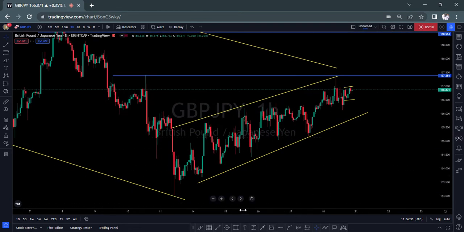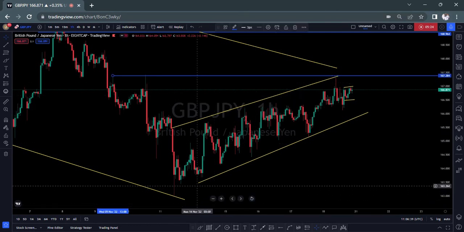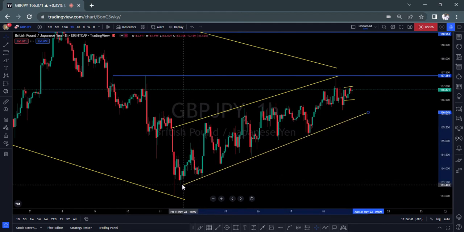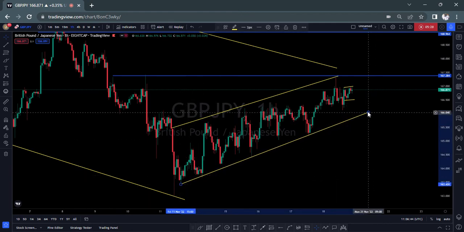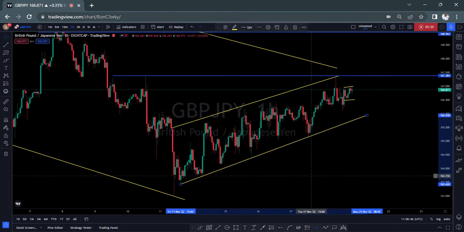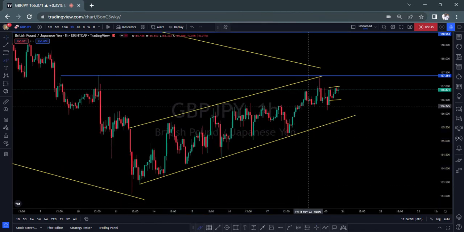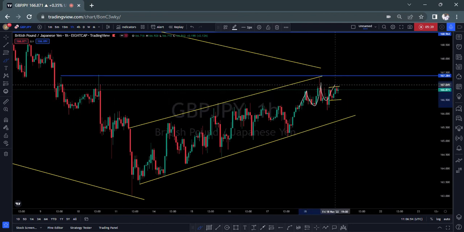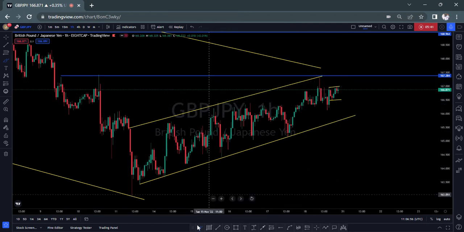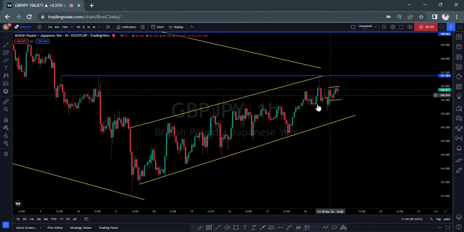Yeah, this is the 1 hour of GBPJPY and the price action. We actually need to focus on the recent price action. You can see this area. The pattern we are noticing here is something like an inverse head and shoulders, although it is not perfect. And this is my forecast.